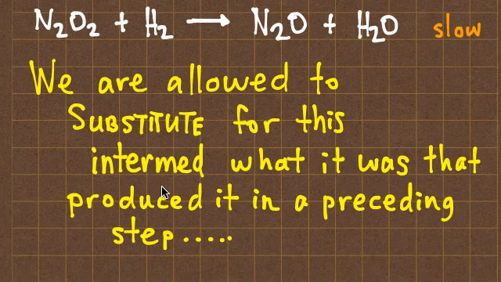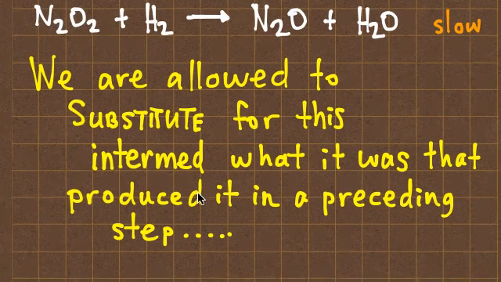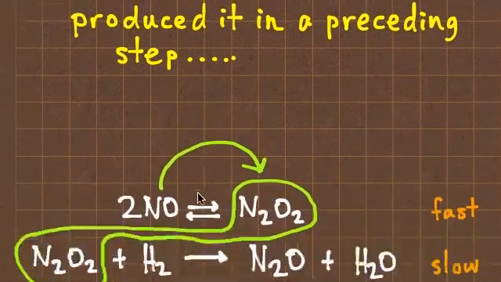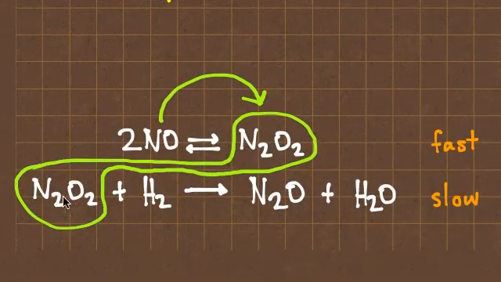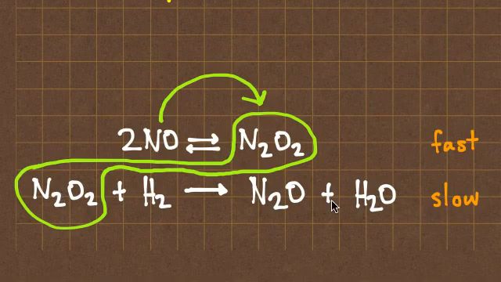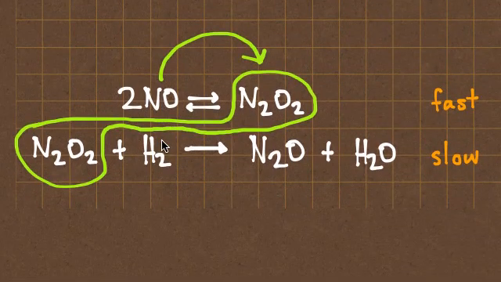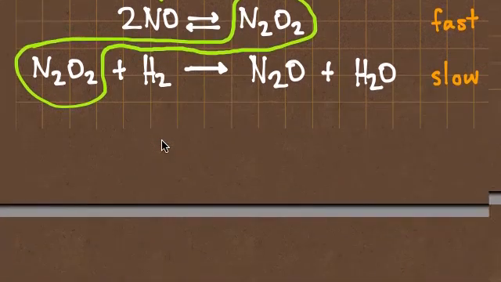It was that preceded it or created it in a preceding elementary step. So again, what I'm trying to say is, since this doesn't occur, this is the slow step. Look at the reactants in the slow step. If there's an intermediate, you should substitute in for it what produced it. And hopefully it's that simple, although sometimes it gets a little bit more messy than that.